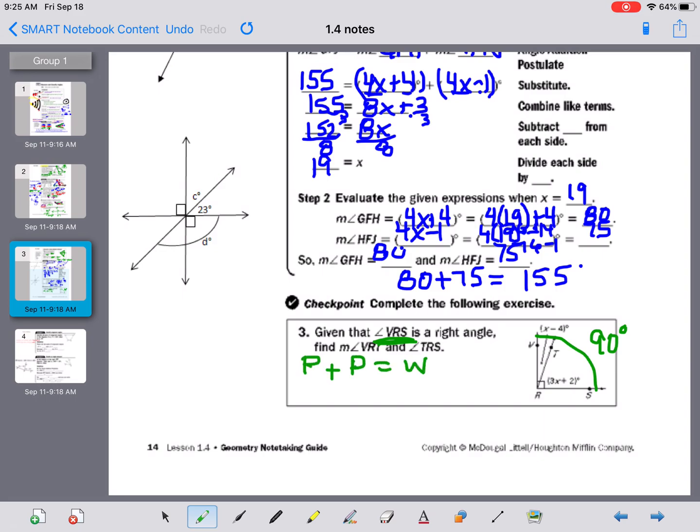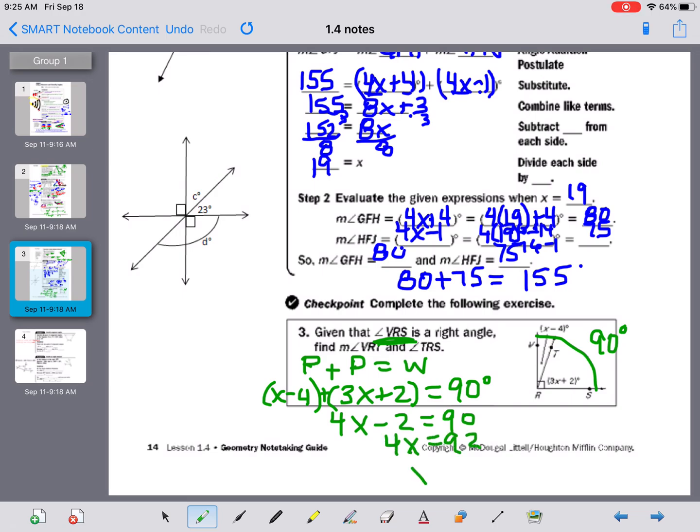Well, what's one of my parts? x minus 4. What's another part? Oops, I need a plus in there. 3x plus 2. And it equals the whole, 90 degrees. Combine my x's, I get 4x minus 2 equals 90. Add my 2, I get 92. Divide by 4, and x is 23.